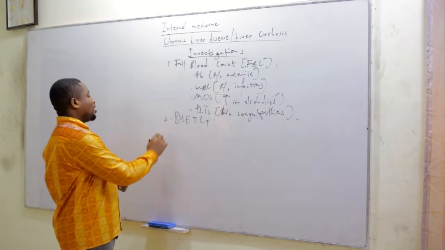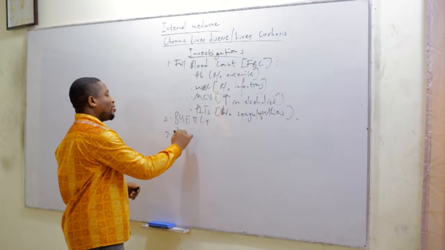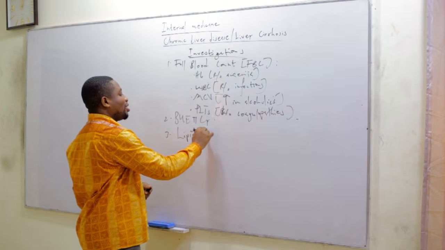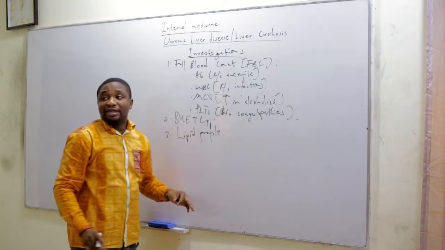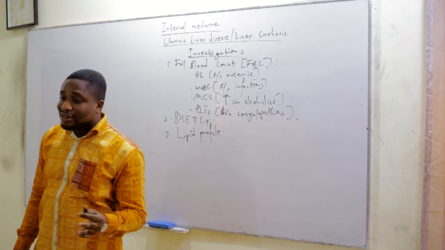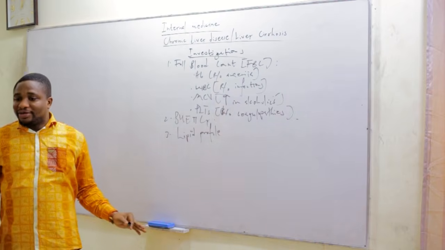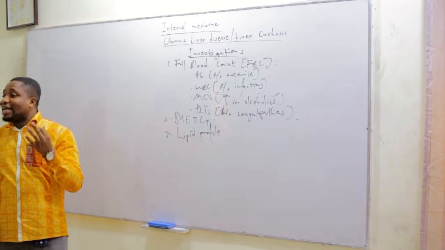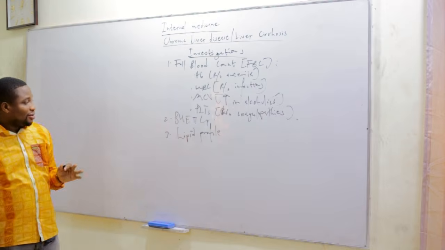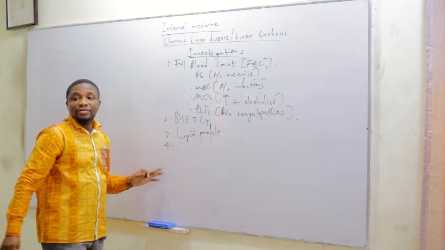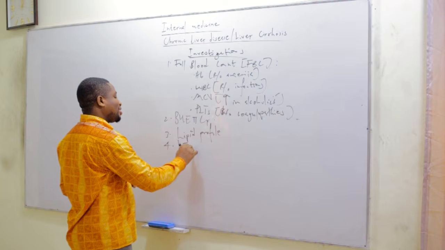Okay? The next one, we can do lipid profile. True or false? Because we want to rule out what? Hyperlipidemia. So we have to rule out what? Hyperlipidemia. Because at the last one, they are due to what? Hyperlipidemia, right? Yes. The next one, we can also do liver function test.